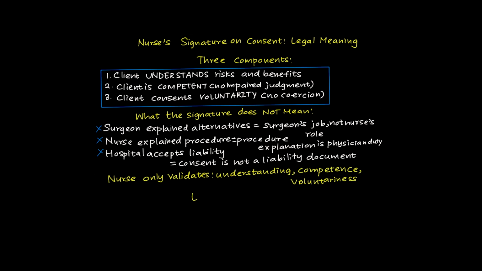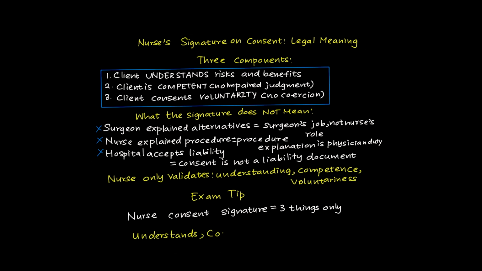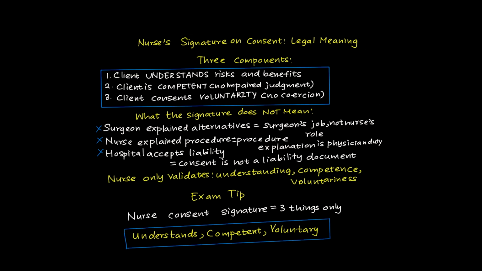Here's a WGU D455 exam tip for you. The nurse's witness signature on consent means 3 things. The client understands, is competent, and consents voluntarily. Everything else in the options belongs to someone other than the nurse. Quick recall hook. Nurse witnesses consent equals sign. Understands, competent, voluntary. 3 words, 1 signature.